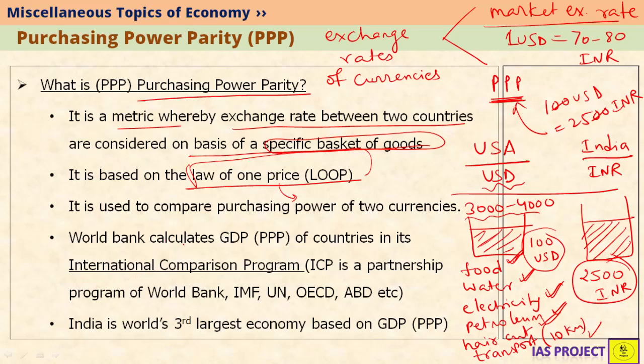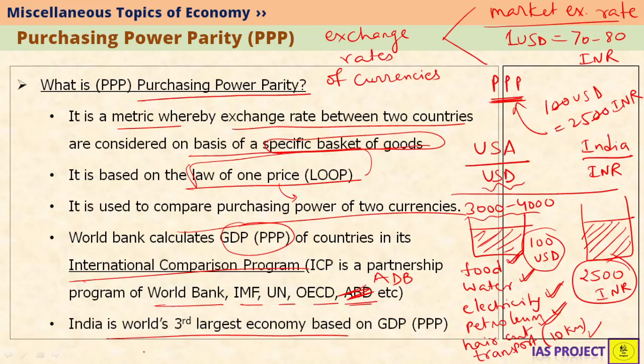Purchasing power parity is used to compare the purchasing power of two currencies. As we have seen, the purchasing power of $1 is nothing but 25 INR. The World Bank calculates GDP purchasing power parity of countries in its International Comparison Program. The International Comparison Program is a partnership program between World Bank, IMF, UN, OECD, ADB, this is Asian Development Bank, and others. In terms of purchasing power parity, India is the world's third largest economy. Roughly, I think it is around 12 trillion US dollars. So the first one is China, second is USA.